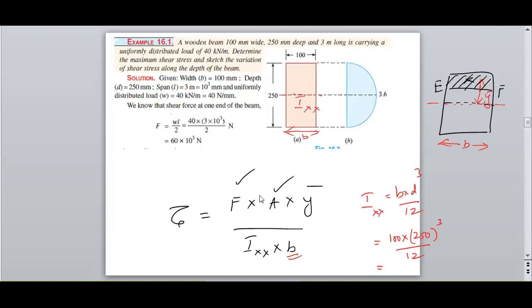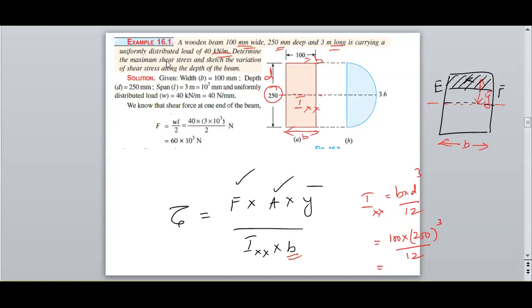So here in the problem, please read the problem once. A wooden beam whose width is 100 mm and depth is 250 mm. So this is D and this is B. The length of the beam is 3 meters, and a uniformly distributed load is applied on the beam for the entire length.